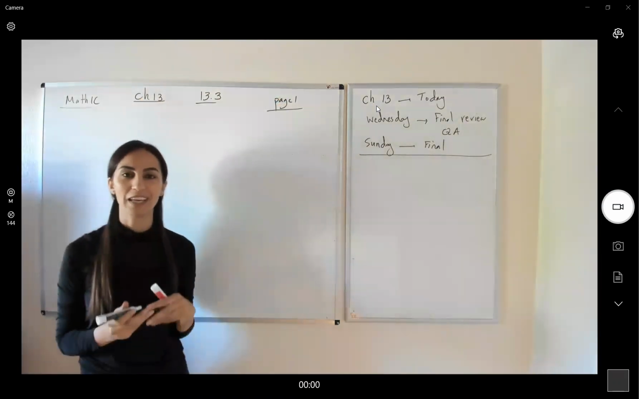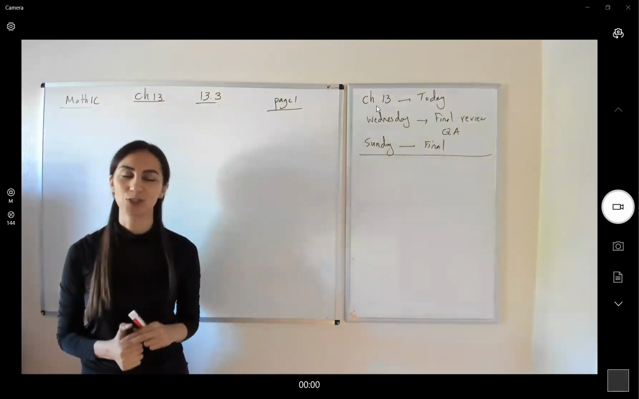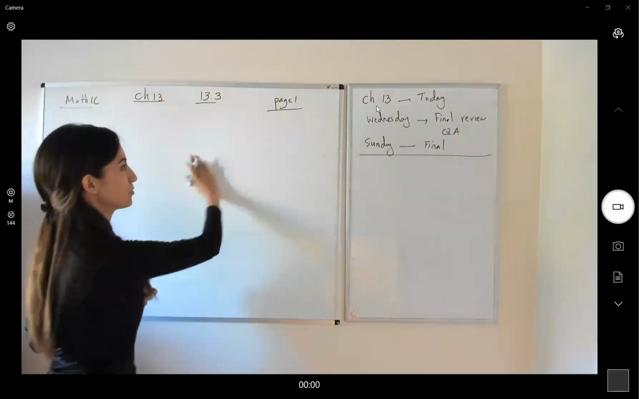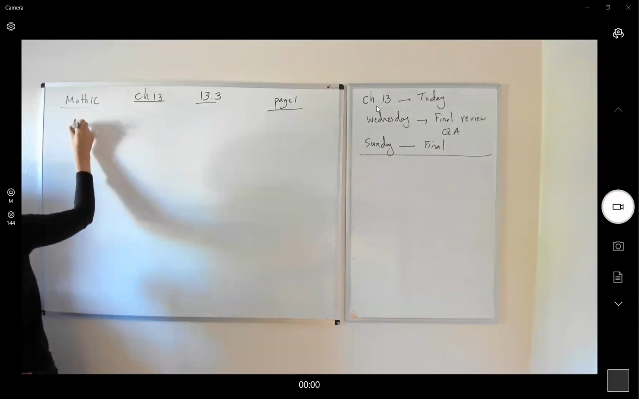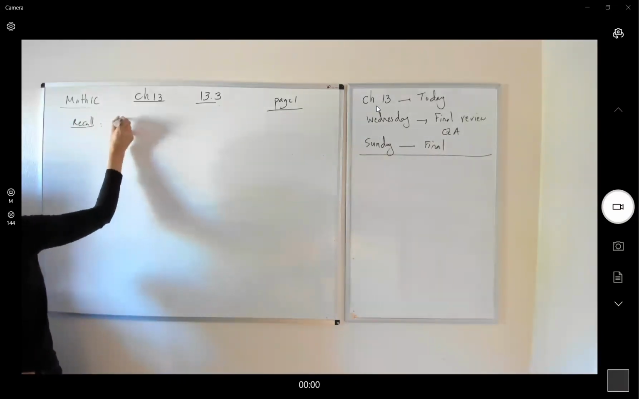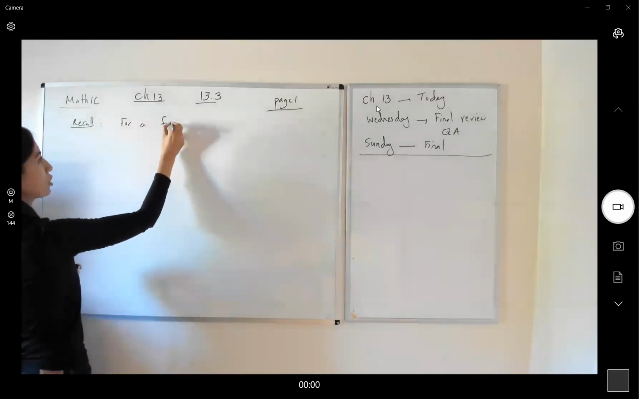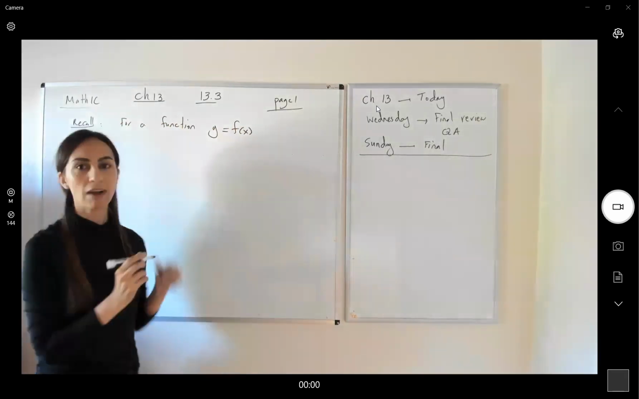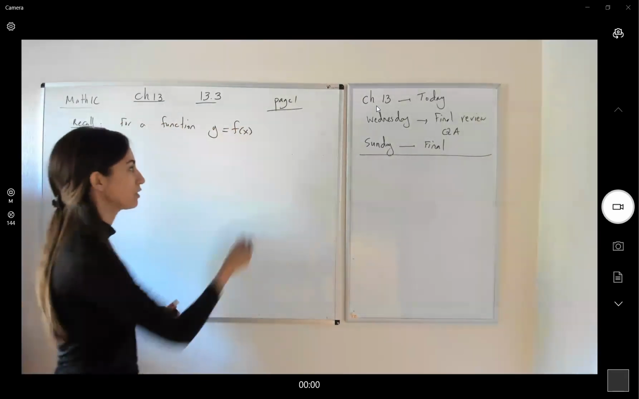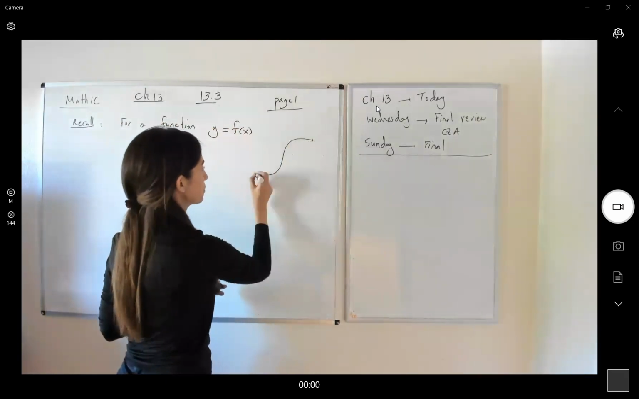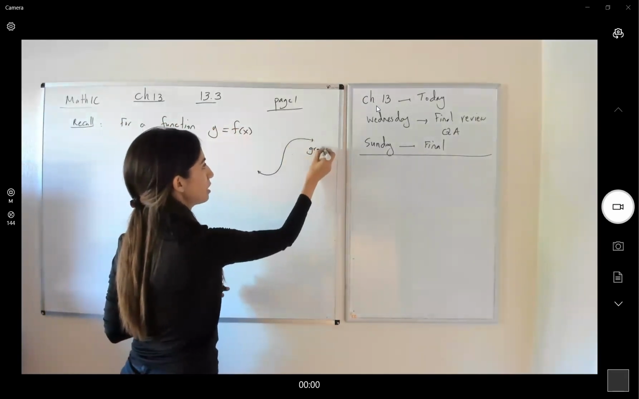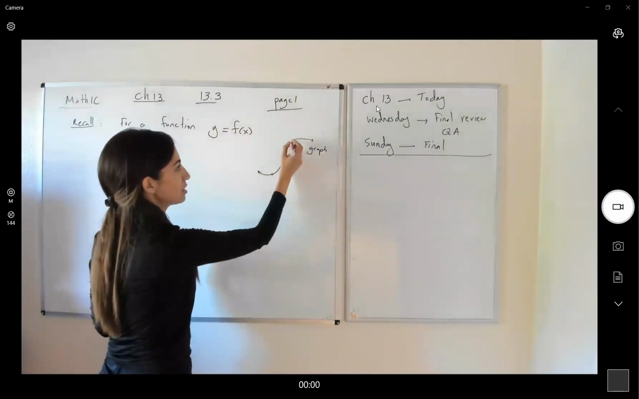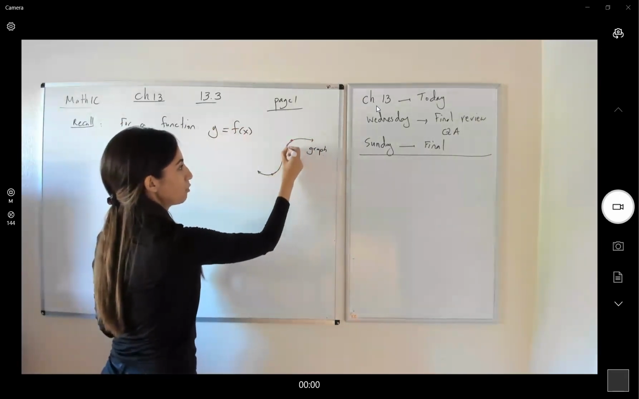Very well. In Calc 1, Calc 2, you learned about the length of a curve in two-dimensional space. So this is recall. For a function like y equals f of x, the graph of this function is just a curve in two-dimensional space. This is the graph. And suppose you want to find the length of the curve here to here. What is this length?